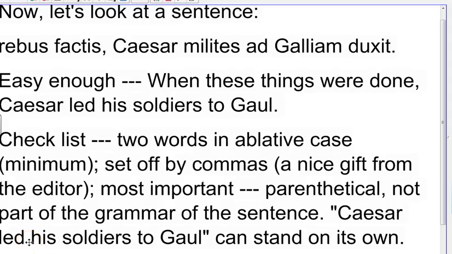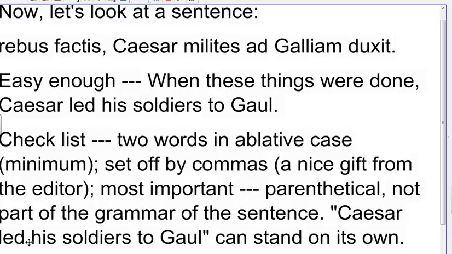We're going to finish up with a fairly simple Latin sentence to put it all in perspective. Rebus factis, duly note, a noun, a perfect passive participle, both in the ablative case and that ever helpful comma. We have an ablative absolute on our hands. And we're going to translate it, which we had earlier in our lesson, as when these things were done. Could be causal. When these things were done, and then you have the main part of the sentence, Caesar milites ad Galliam duxit. Caesar led his soldiers to Gaul.